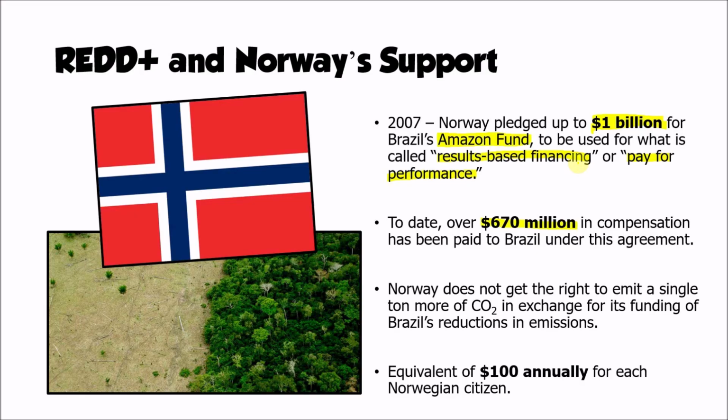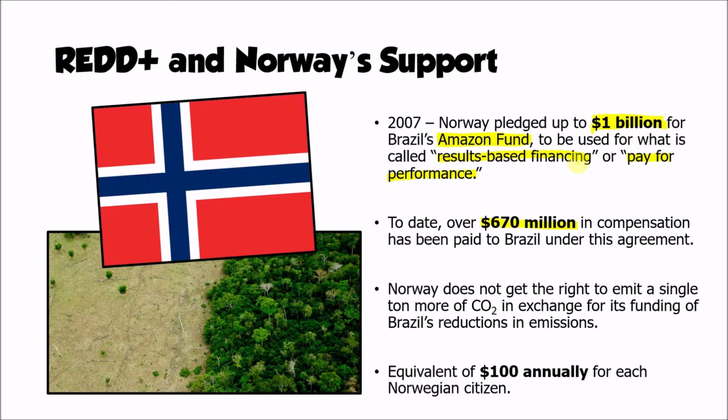It's important to understand that Norway doesn't get any right to emit any extra CO2 as a result of any reductions made in Brazil. So it's not to be confused with any kind of carbon offsetting schemes that you may have heard of, whereby one country can pay another country to plant some trees in order for the original country to emit some more carbon dioxide. That doesn't work in this instance. It's all just about Brazil reducing its rates of deforestation.